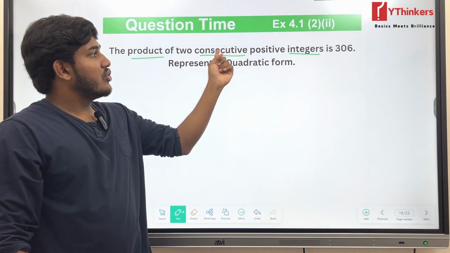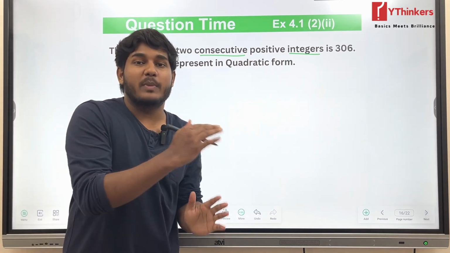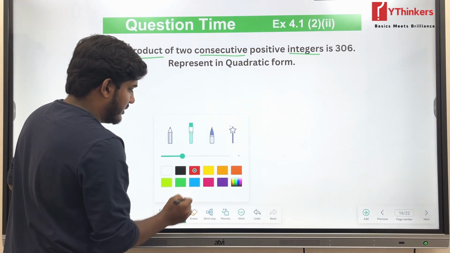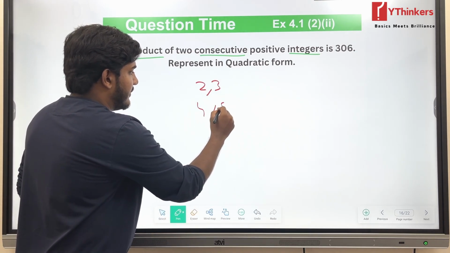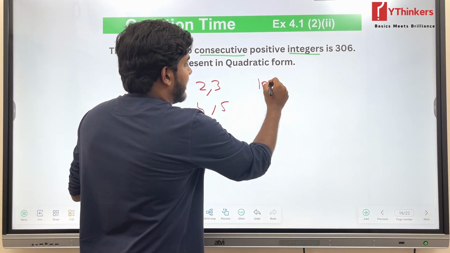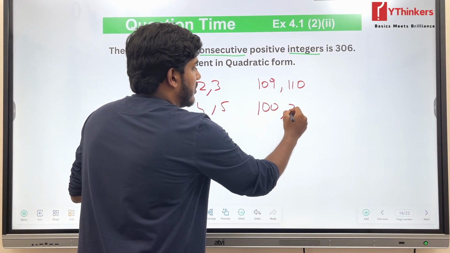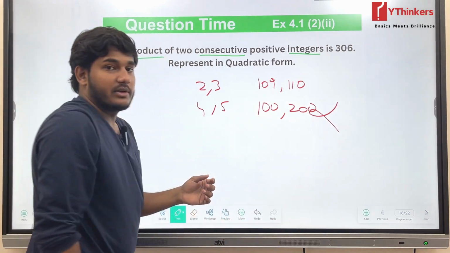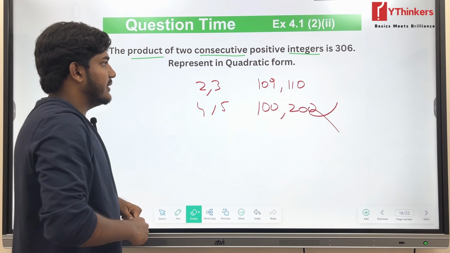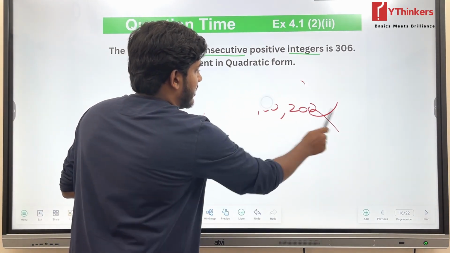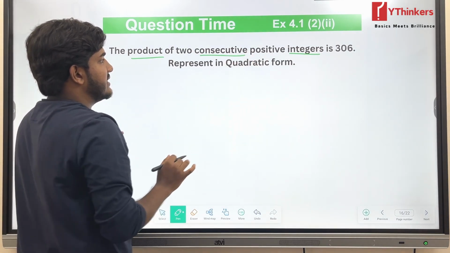The product of two consecutive positive integers. The meaning of consecutive is back to back. Example, 2 comma 3 is consecutive, 4 comma 5 is consecutive, 109 comma 110 is consecutive, 100 comma 200 is not consecutive. After 100, 101 should come, not 100 comma 200. So consecutive means back to back. So, positive integers.